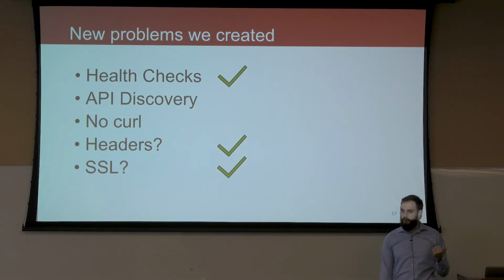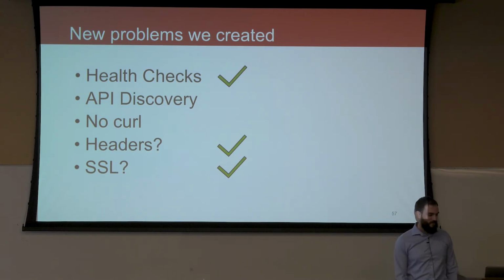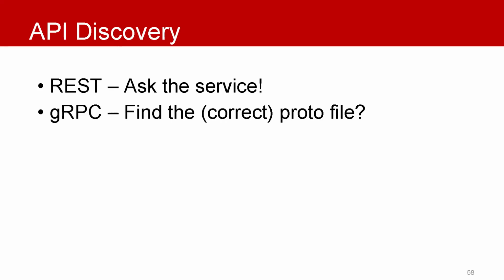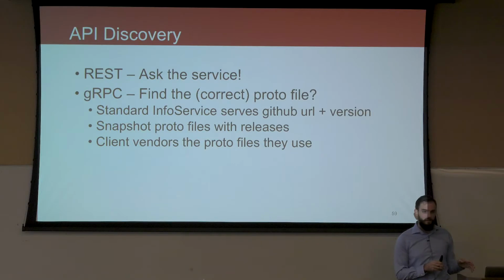gRPC supports metadata with all of your requests. And SSL, I don't know why we thought this would be a problem in the first place. We were just being lazy. But SSL support's really cool too. But API discovery, though, is a bit of a problem. Of course, REST services can tell you all the available verbs and explore resources through hypermedia. But what equivalent do we have in gRPC? So we kind of took the approach inspired by SOAP and WSDLs, and we created our own info service that would serve up our GitHub repository URL as well as the running version of the service.